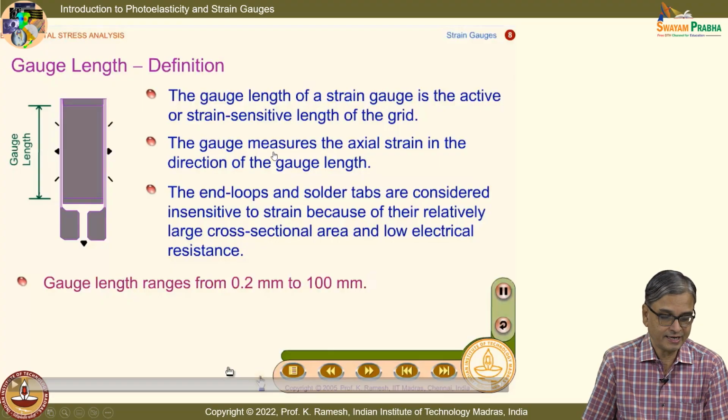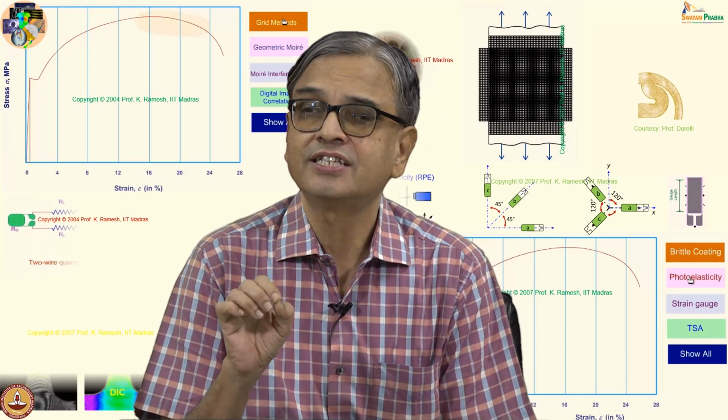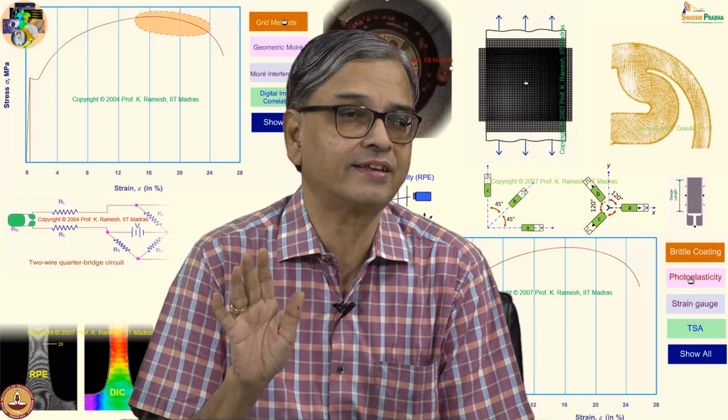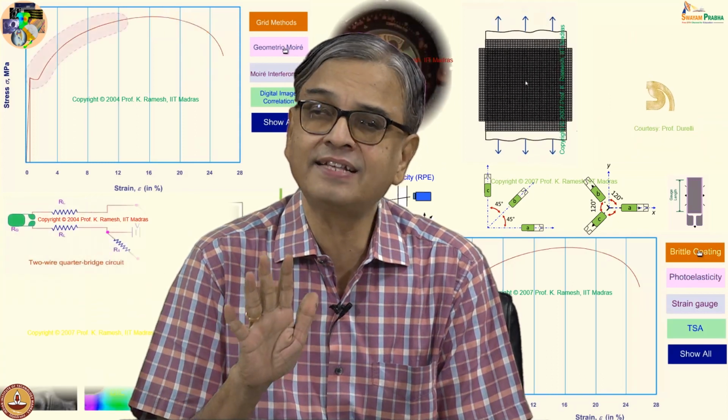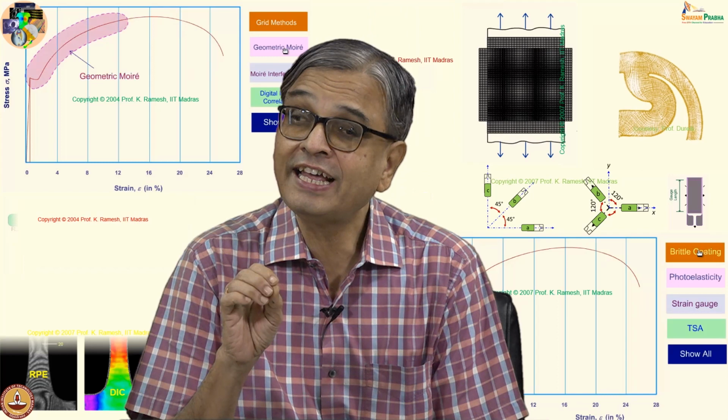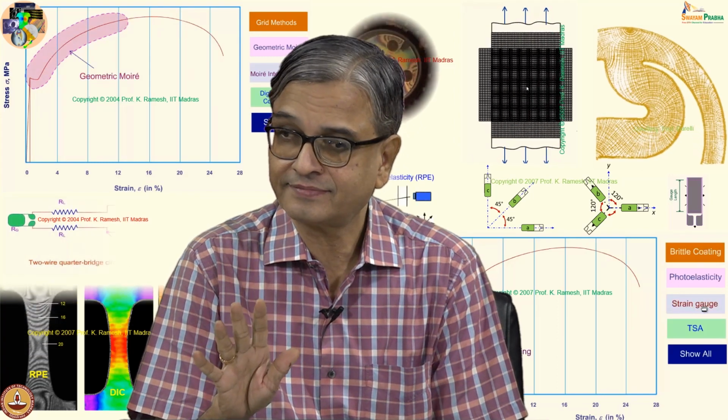So, that is what is summarized here. The gauge measures the axial strain in the direction of the gauge length. Do not say strain gauge gives you strain. It gives you only a component of strain, and it can basically measure only an axial strain. Okay.